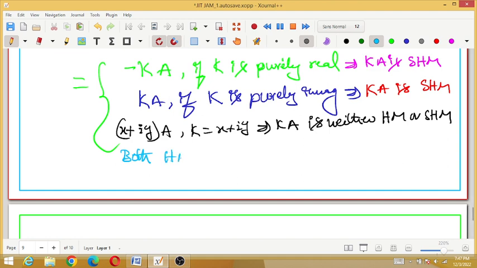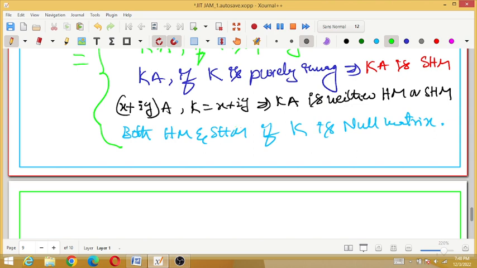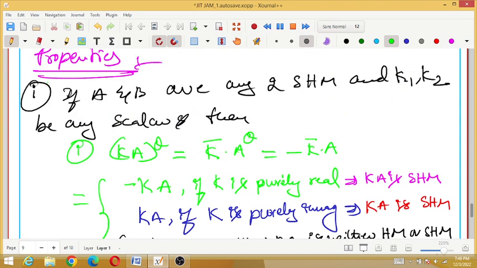Next point, if both HM and SHM: when does it become both HM and SHM? If K is a null matrix. Important, when the matrix becomes both Hermitian and skew Hermitian, it means K is a null matrix. If K is a null matrix, then you can say the matrix is Hermitian as well as skew Hermitian. This is one property, the first property.